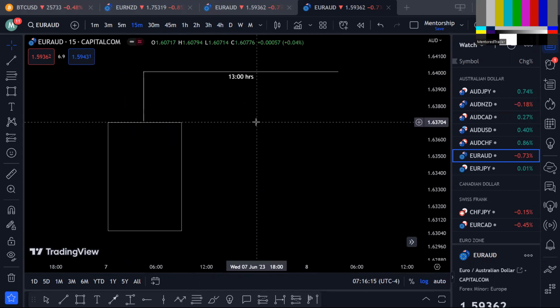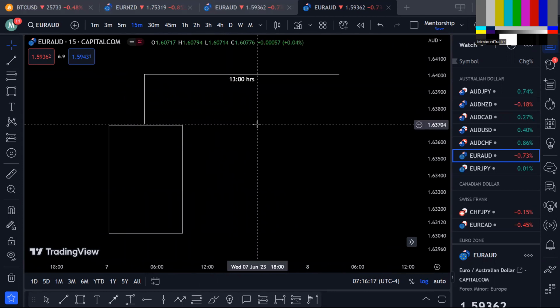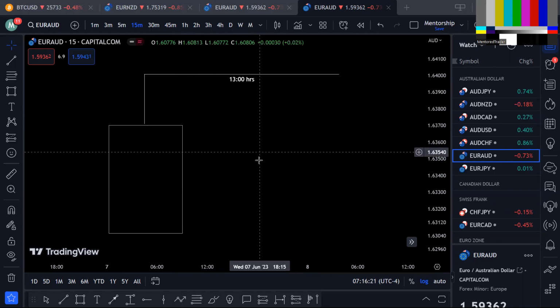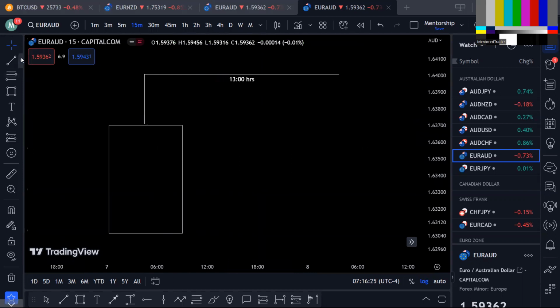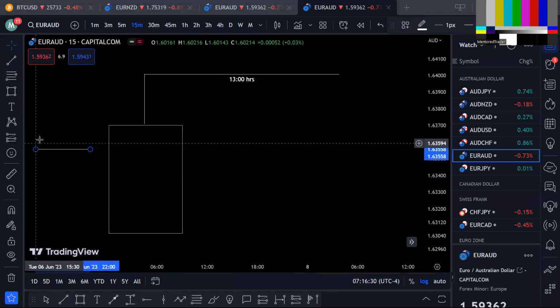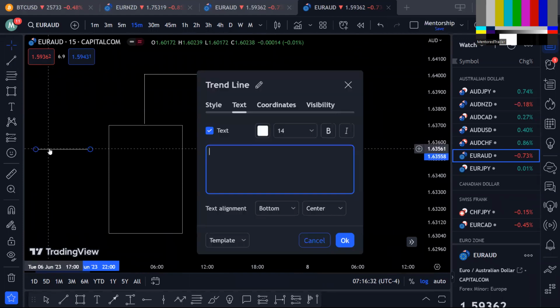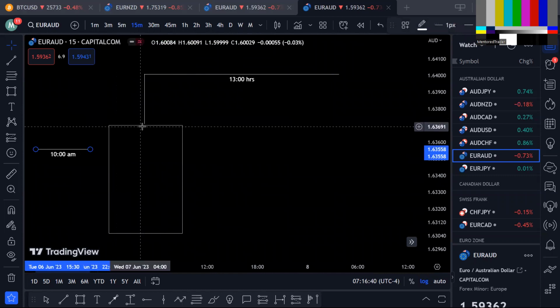So condition number one, 10 o'clock must not push price lower. 10 o'clock must keep pushing price higher. Two, let's have 10 o'clock anywhere right here. Let's just say, for example, we have 10 o'clock somewhere like there. So let's say 10:00 a.m. New York time. So 10 a.m. must keep pushing price higher.